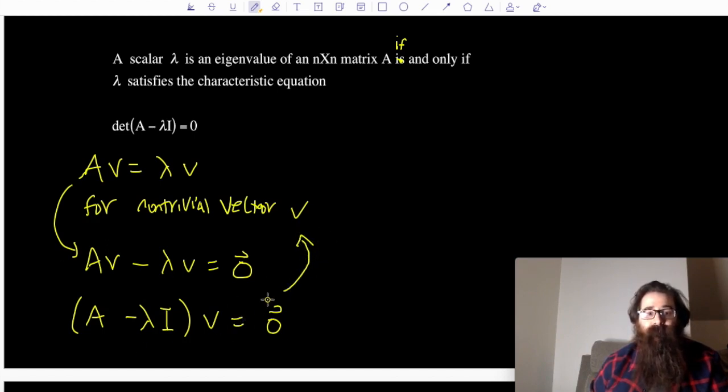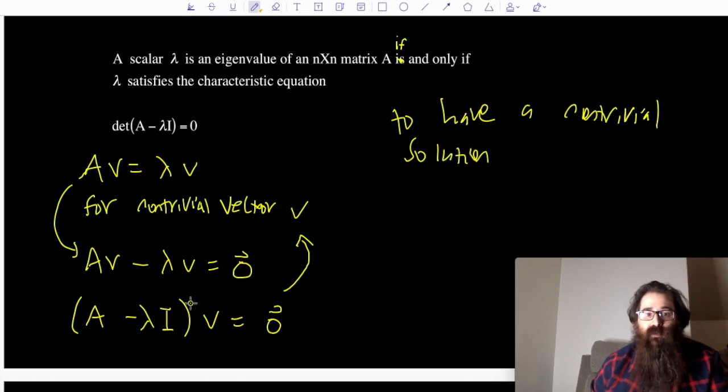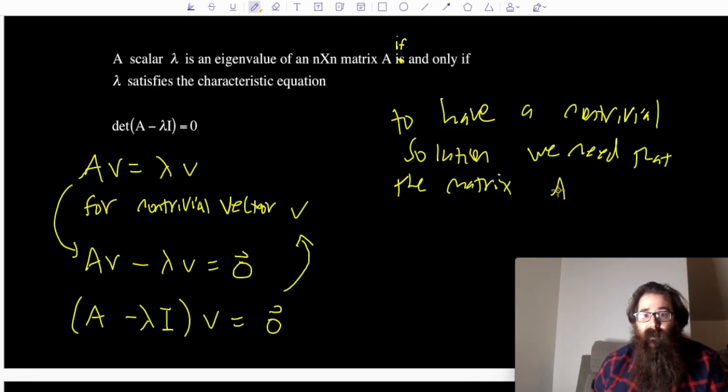So think of this as a homogeneous matrix equation. To have a non-trivial solution to this homogeneous matrix equation, we need that the coefficient matrix A minus lambda I is not invertible.